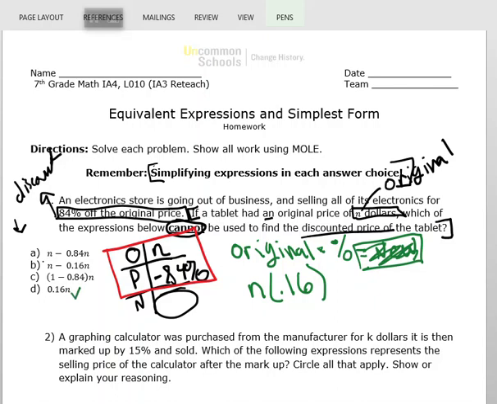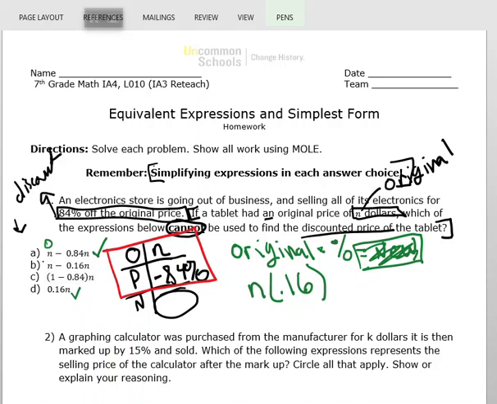And now I want to take a look and see which ones of these are not equivalent. If I do N, which is the original price, minus 0.84N, which means 84% of N, I'm going to get 16%, which is my new price. So this is also an expression that will help me find, oh, I don't know why it disappeared, that will help me find the discounted price.